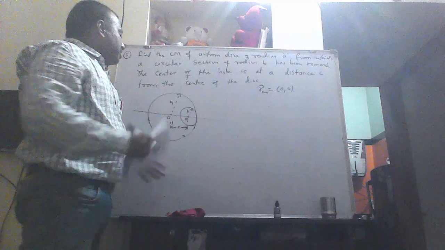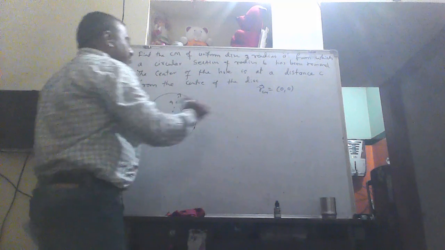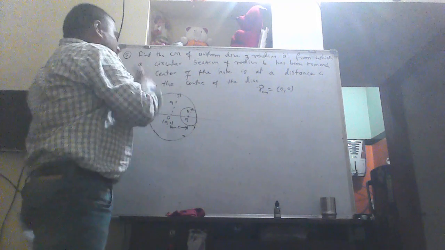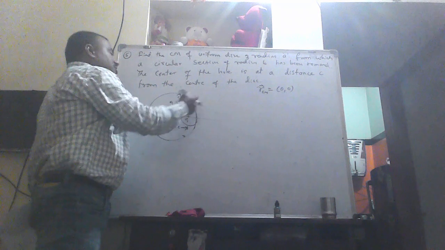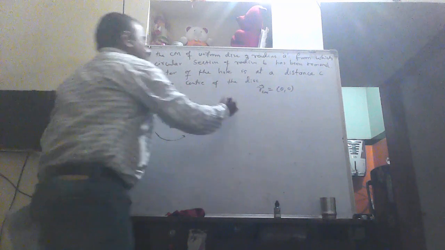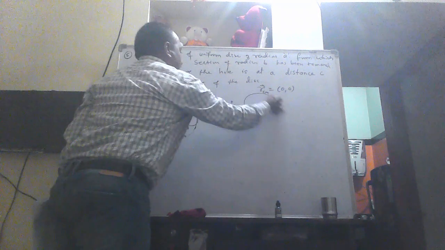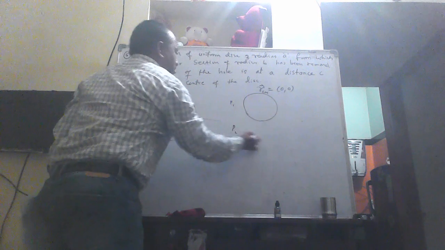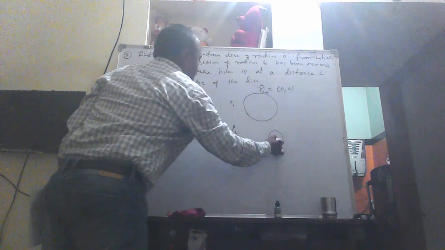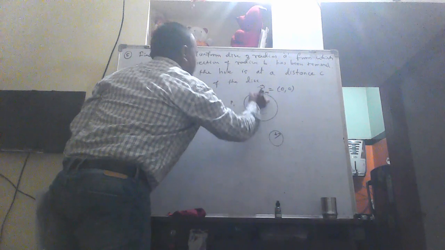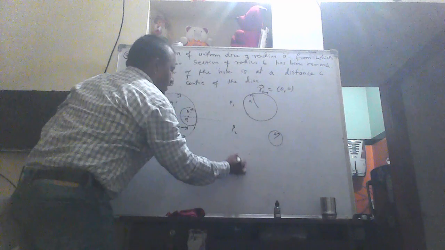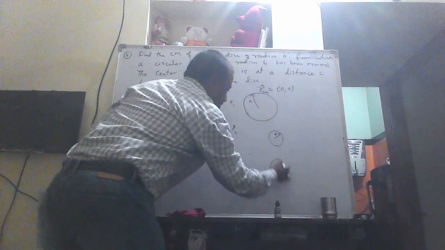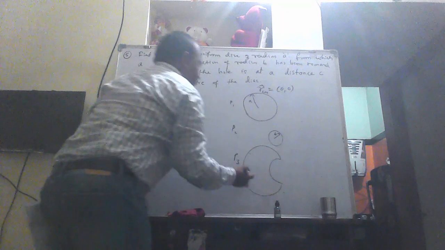Okay, it means you have to calculate the center of mass of the system whose this portion is removed. It means there are three parts. Part 1, complete circle. Part 2, the small portion of the circle of radius B. This is of radius B. And part 3, this portion. The small portion is removed part, like this.